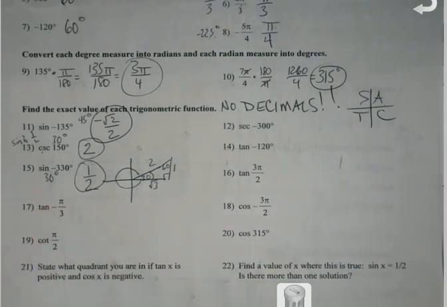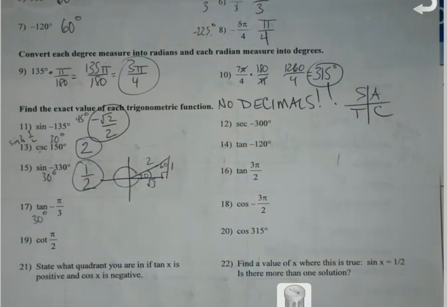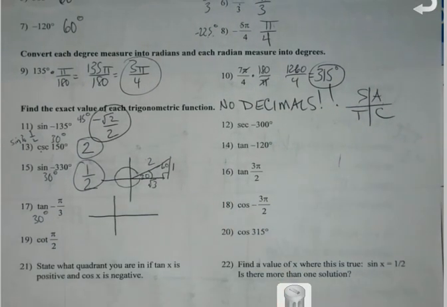Negative pi over 3. 180 over 3, it's negative 60. My reference angle is 30. You're like, now what am I supposed to do here? You can't use your unit circle on this because it's only sine and cosine. Well, let's see. I have a couple of answers for you on that. You still could draw a picture.